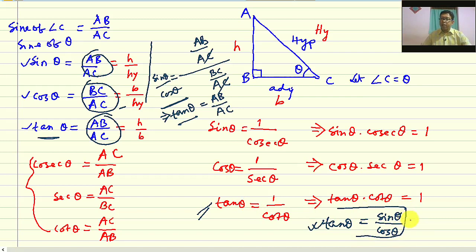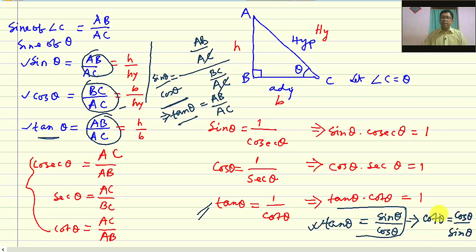Again, you can find from this one, cot theta is equal to cos theta upon sin theta, as tan theta and cot theta are reciprocal to each other. So there are two relations found: tan theta is equal to sin theta upon cos theta and cot theta is equal to cos theta upon sin theta.